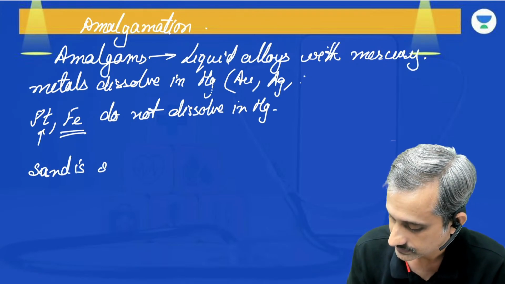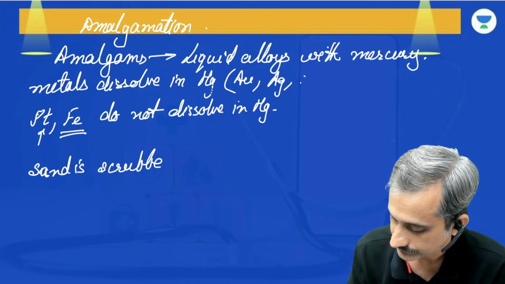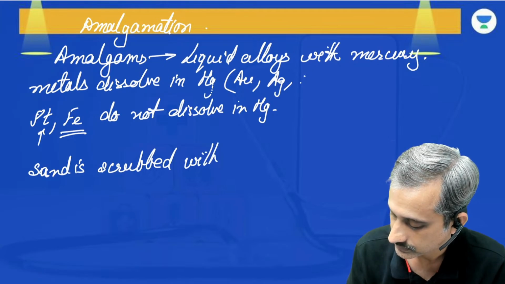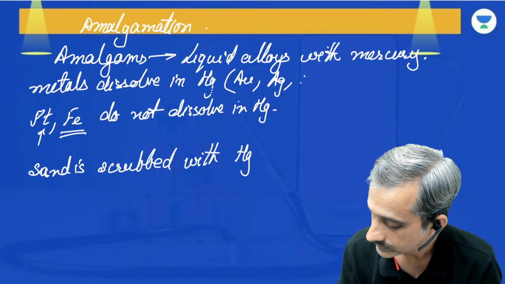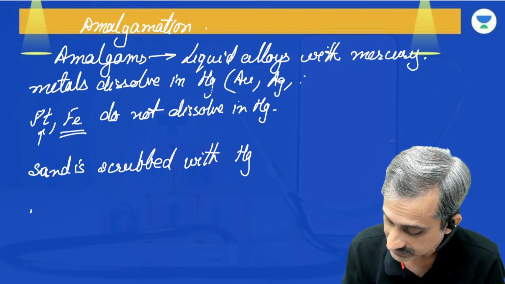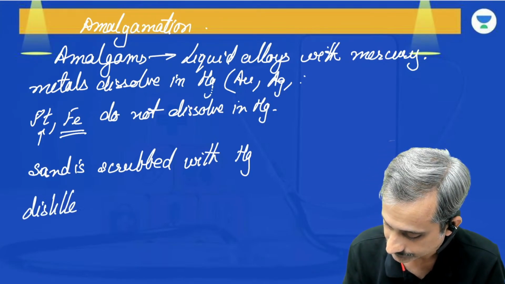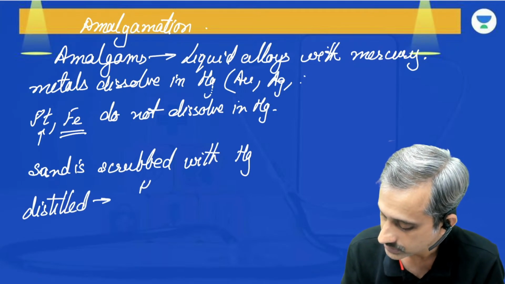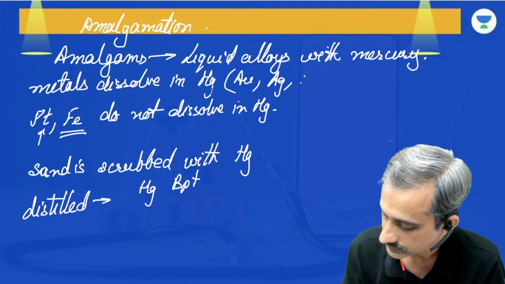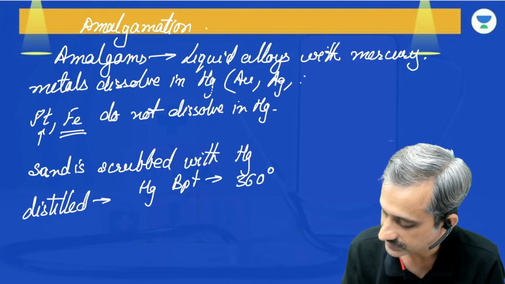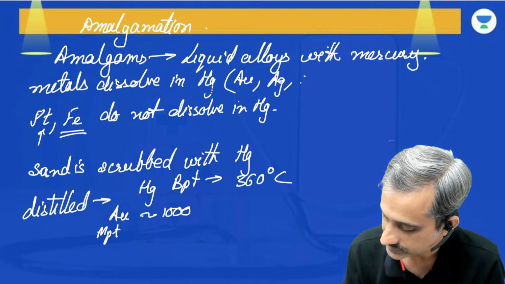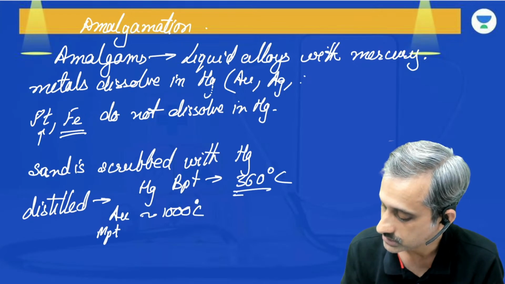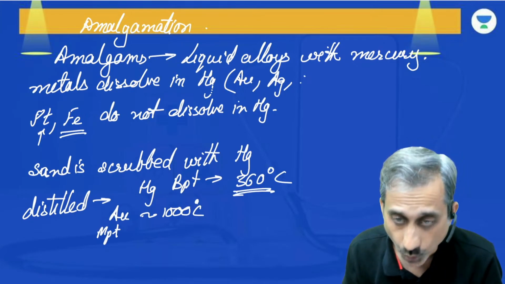Sand is scrubbed with mercury. Okay. And then it is distilled. Mercury has a boiling point of 360 degrees Celsius. Gold has a melting point of approximately 1000 degrees Celsius. So mercury is distilled off, leaving gold behind.